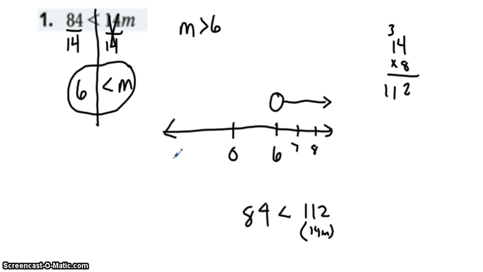Now, there are many different things. If we had an equal sign here, if this was one of these where it was less than or equal to, we would have a closed dot instead of this open dot. Or if it was greater than or equal to, both of these result in a closed dot because it includes that number in the solution because it can also be equal to that.